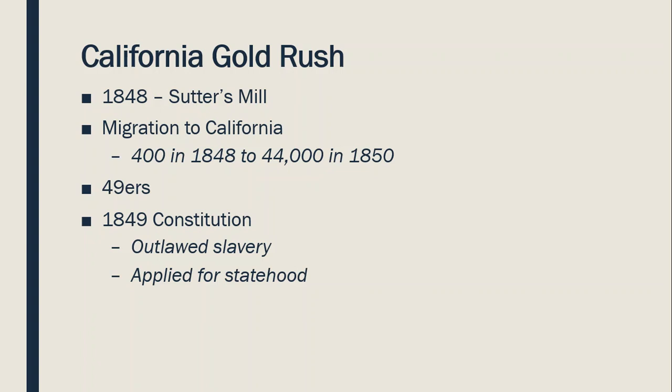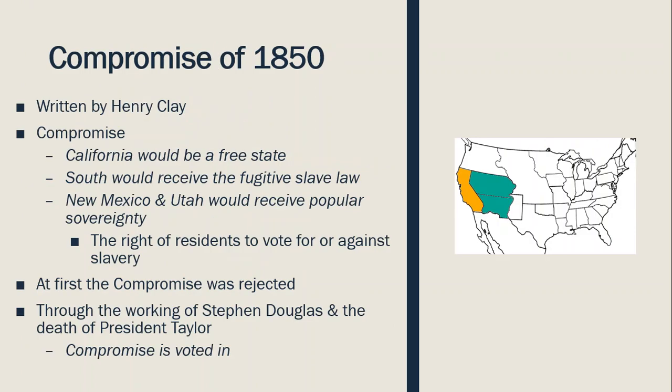Well, they quickly get the numbers that they need to apply for statehood. So in 1849, California applies for statehood and they want to outlaw the institution of slavery. Well, California, if you think about the line of the 36-30, goes all the way across. It goes through California. So this makes Congress have to address the situation again because the 36-30 line just isn't going to work anymore. We now have more territory.